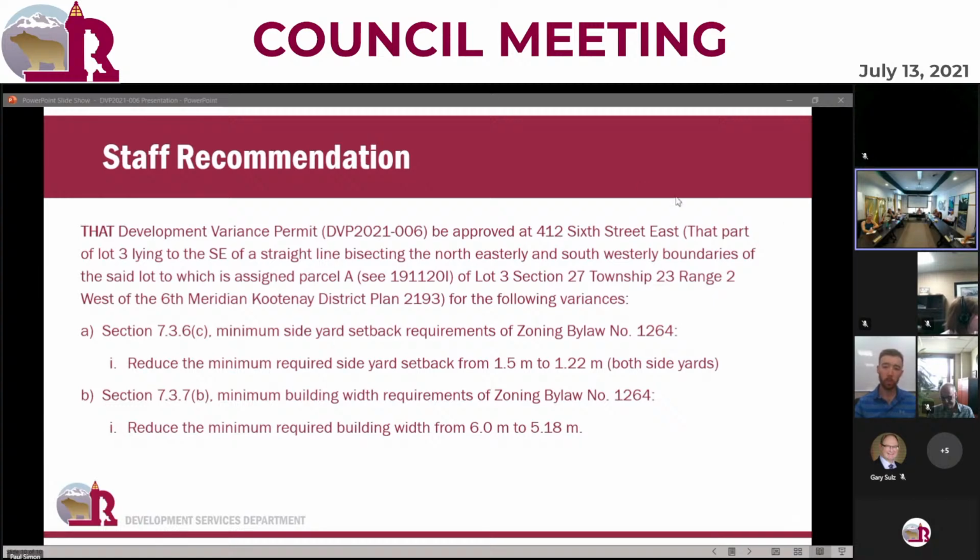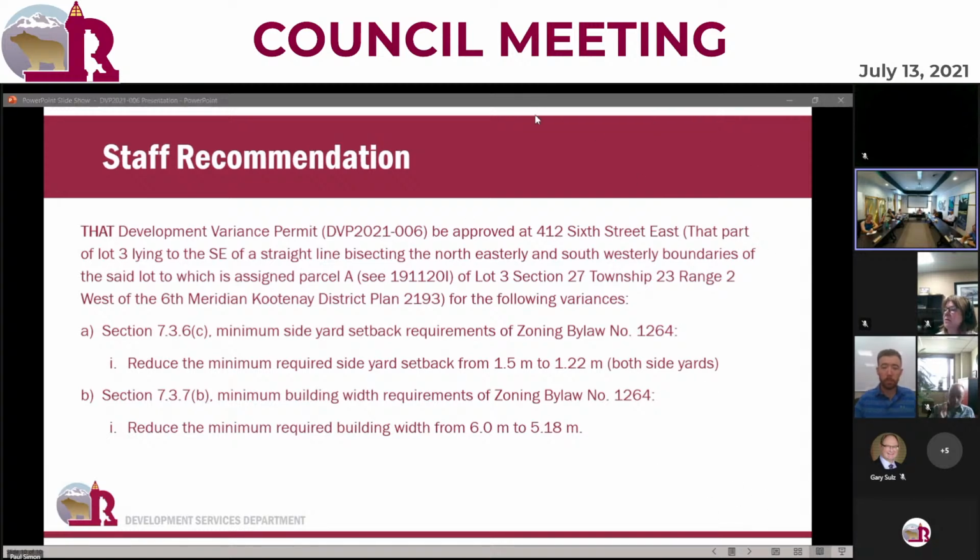Councilor Ryan? I also want to put on, okay, do I have to read the whole thing? Can I just say as outlined in the package? Sure. That development variance permit DVP 2021-006 be approved as outlined in our package. That's at 412 6th Street East. Yes, at 412 6th Street East. Okay. And then if you could just do A and B, please. A and B, section 7.3.6C and 7.3.7B as outlined in the package. Great, that's the minimum building width requirements.